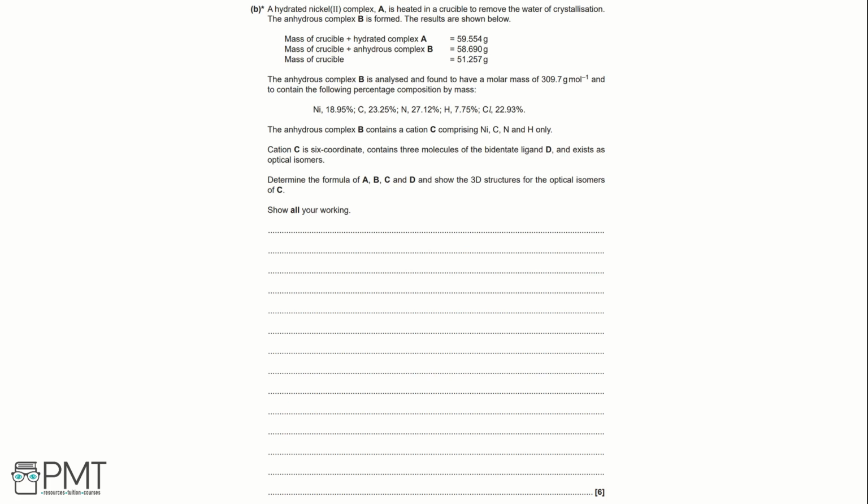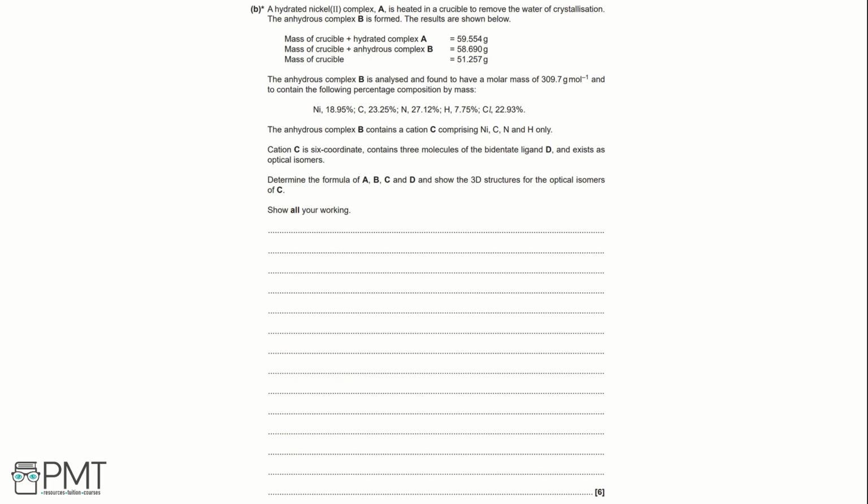Part B. A hydrated nickel-2 complex A is heated in a crucible to remove the water of crystallization. The anhydrous complex B is formed. The results are shown below. The anhydrous complex B is analysed and found to have a molar mass of 309.7 grams per mole and to contain the following percentage composition by mass: nickel 18.95%, carbon 23.25%, nitrogen 27.12%, hydrogen 7.75%, and chlorine 22.93%.